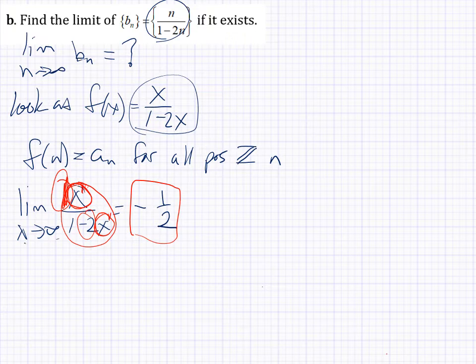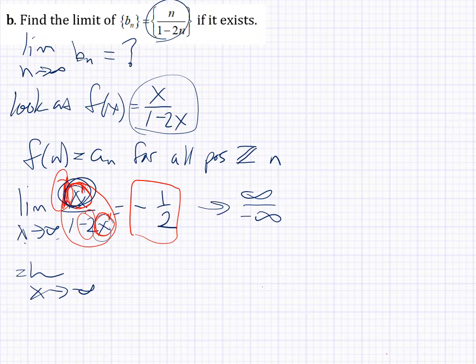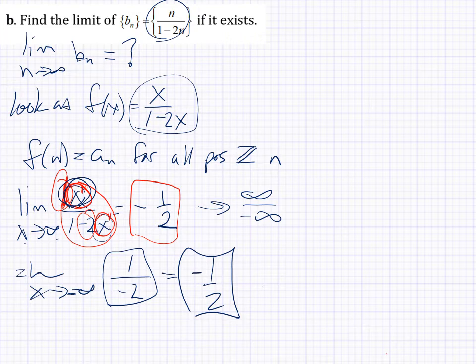X is going to infinity, so this numerator is going to go to infinity. The denominator is going to go to negative infinity. So we could say that this is an infinity over negative infinity situation, which would tell me that I should take the derivative of the numerator, which would be 1. I should take the derivative of the denominator, which would be negative 2. And now I'm doing the limit as x goes to infinity of this constant, which should just be that constant, and therefore I get negative 1/2 as well.